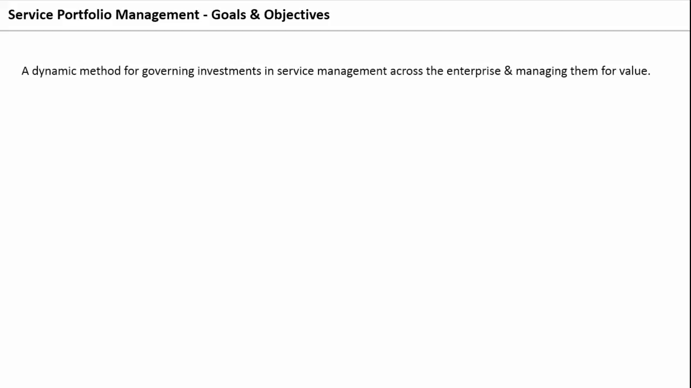Service portfolio management, goals and objectives. Service portfolio management is a dynamic method for governing investments in service management across the enterprise and managing them for value.